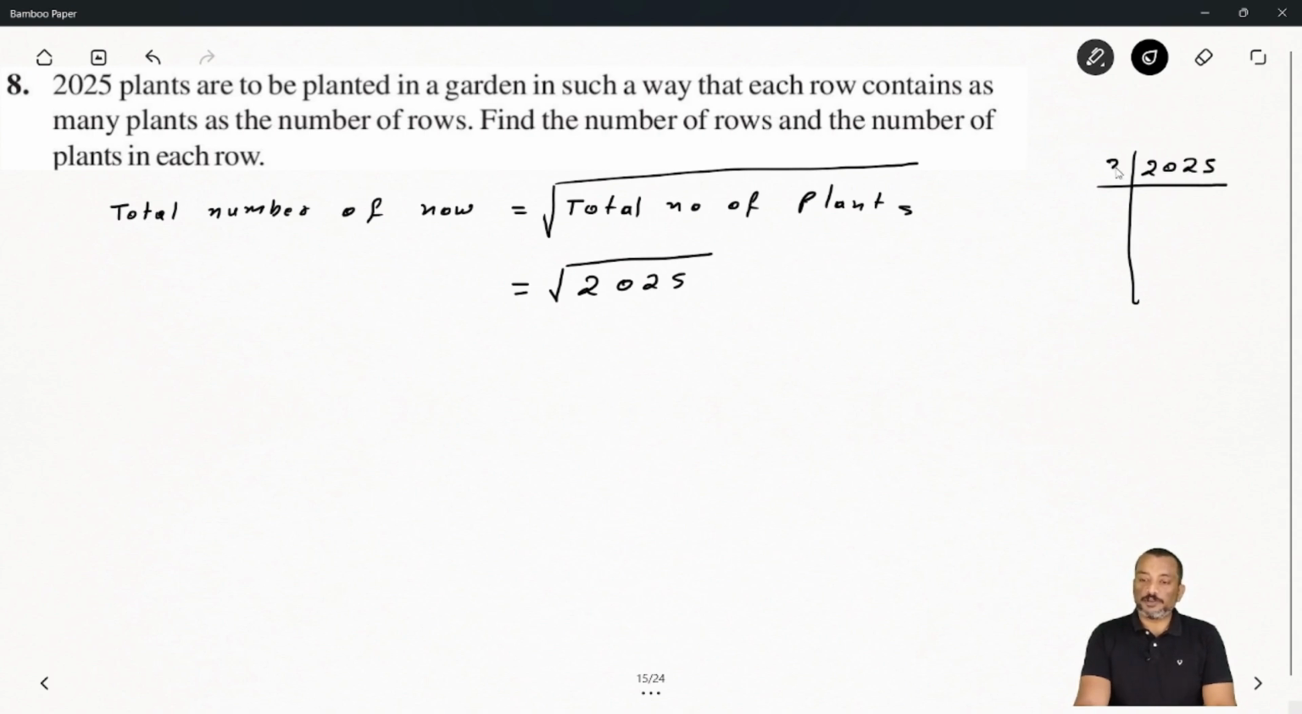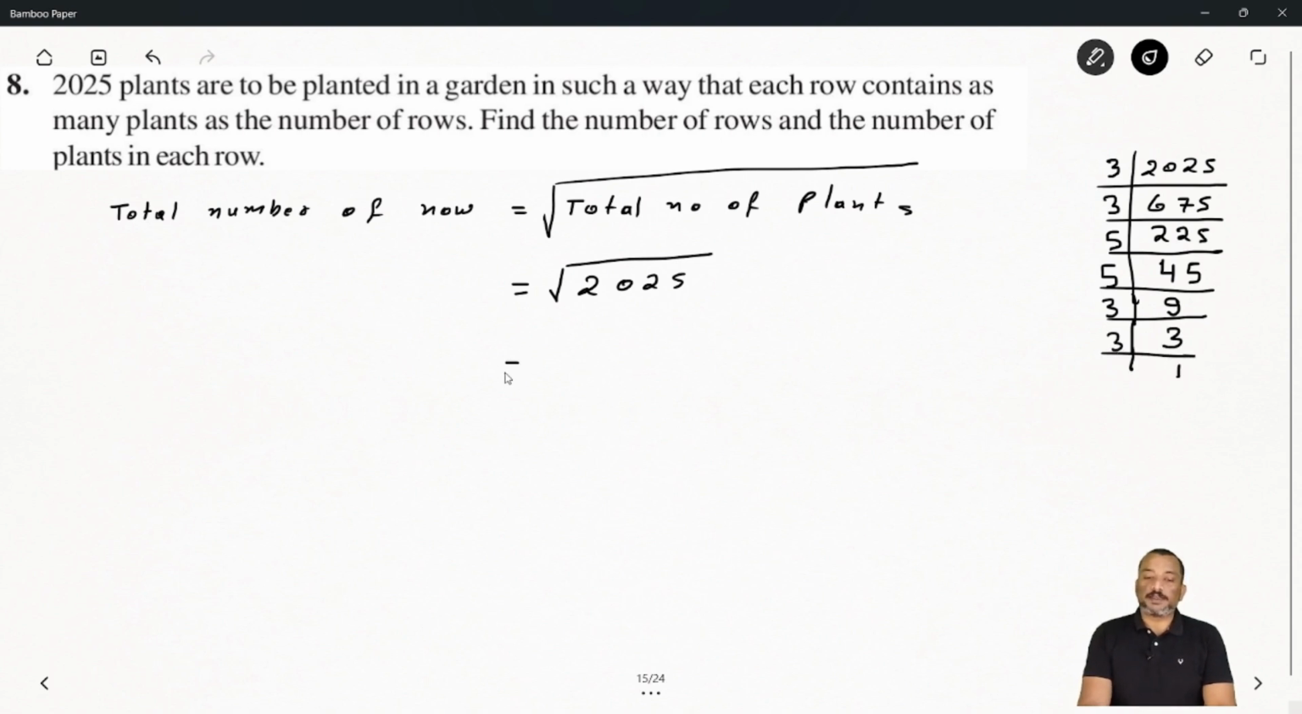So you can go with 3. If we go with 3, we will get 675. Now again you can go with 3. So you will get here 225. Now 225 you can go with 5. So you will get 45. And again you can go with 5. So you will get 9. Now again you can go with 3. So you will get 3. And 3 you will get 1.